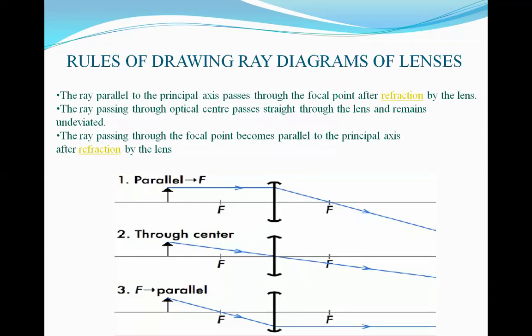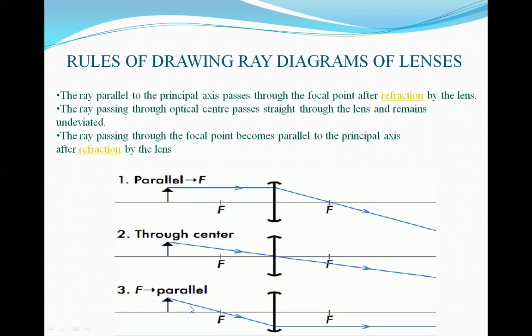So for drawing the ray diagrams, you have to consider three basic rules. I am repeating them again. Number one, first you have to trace a ray parallel to the principal axis, and it passes through the lens, and then it passes through the focal point after refraction by the lens. The second ray is the ray passing through the optical center. This is the optical center. It passes straight through the lens and remains undeviated.